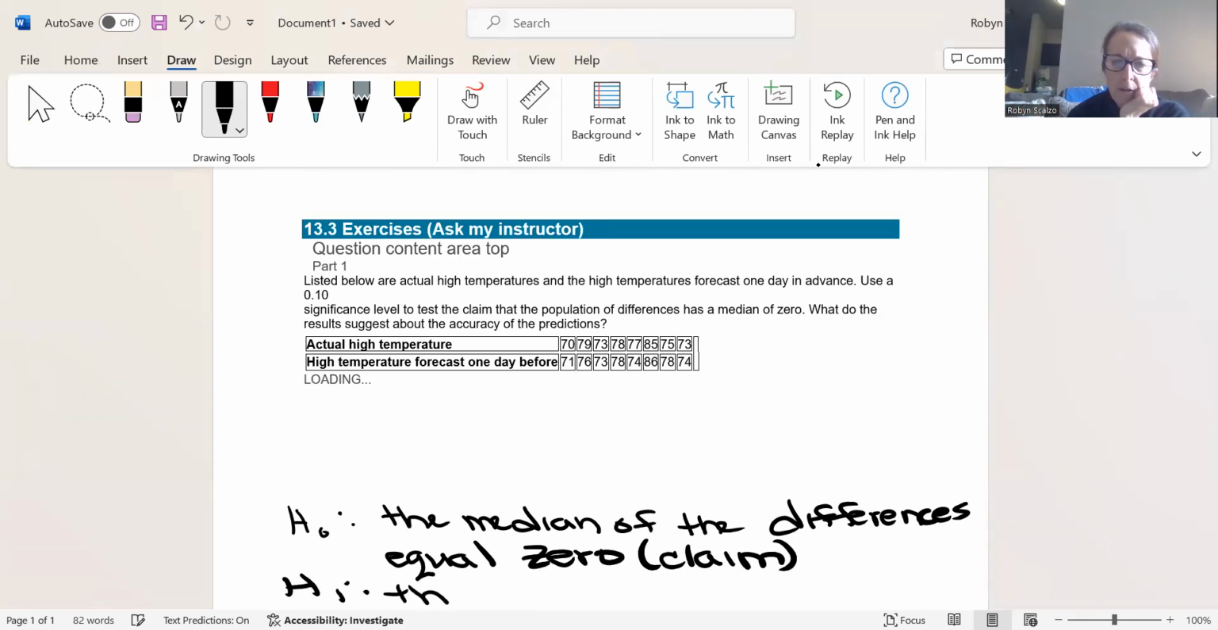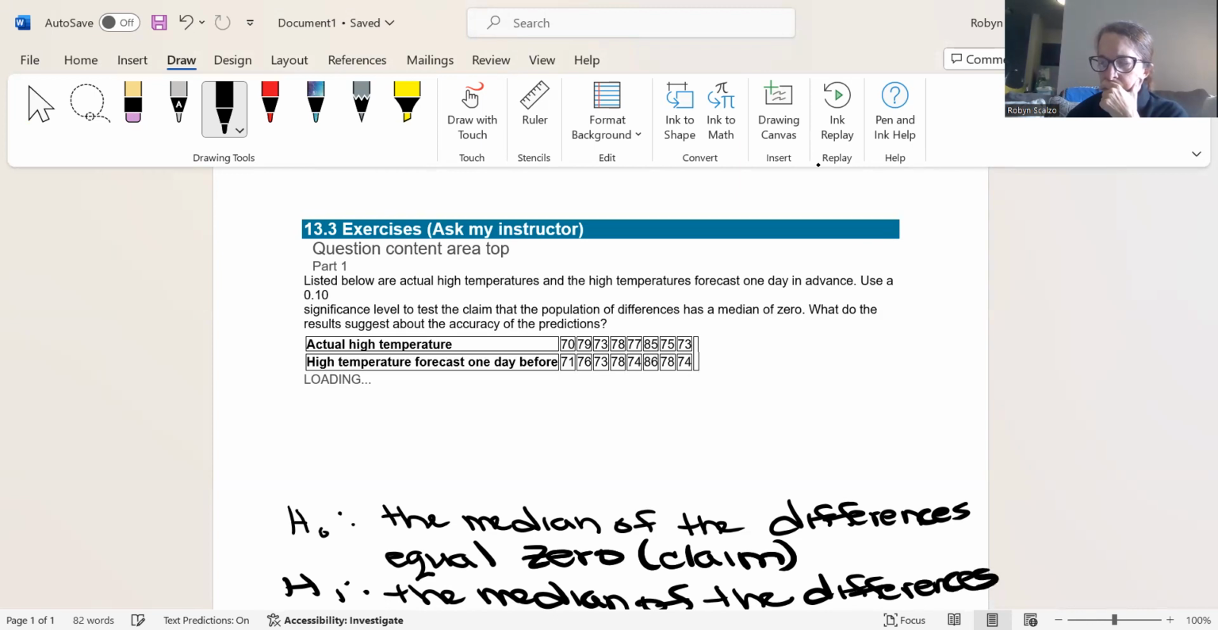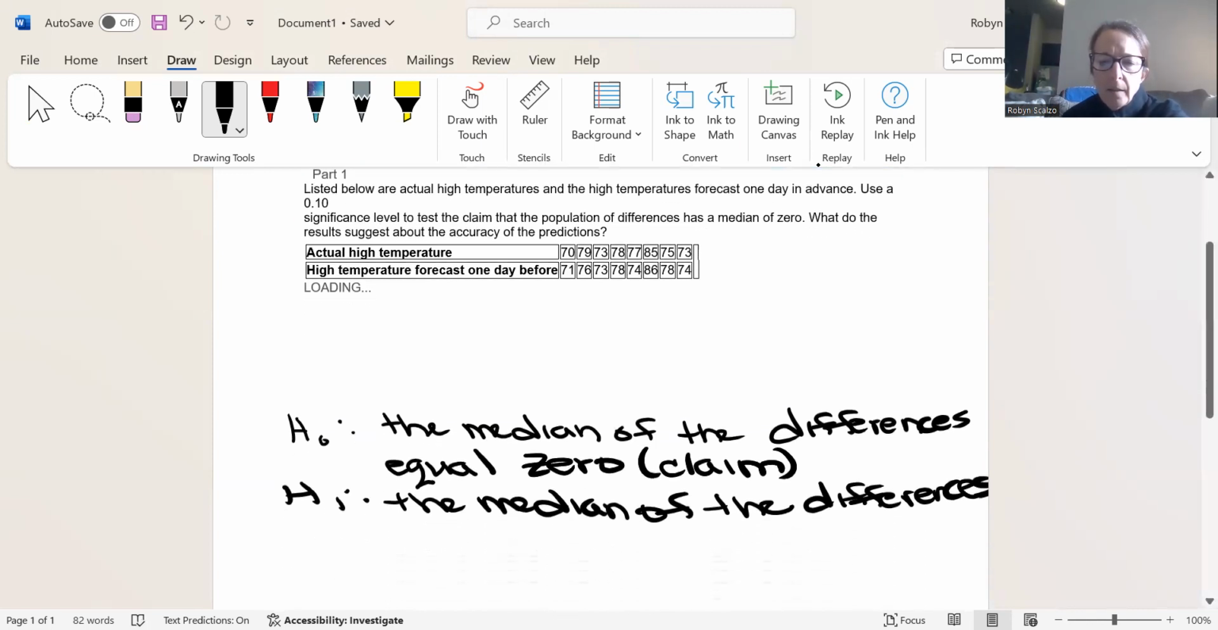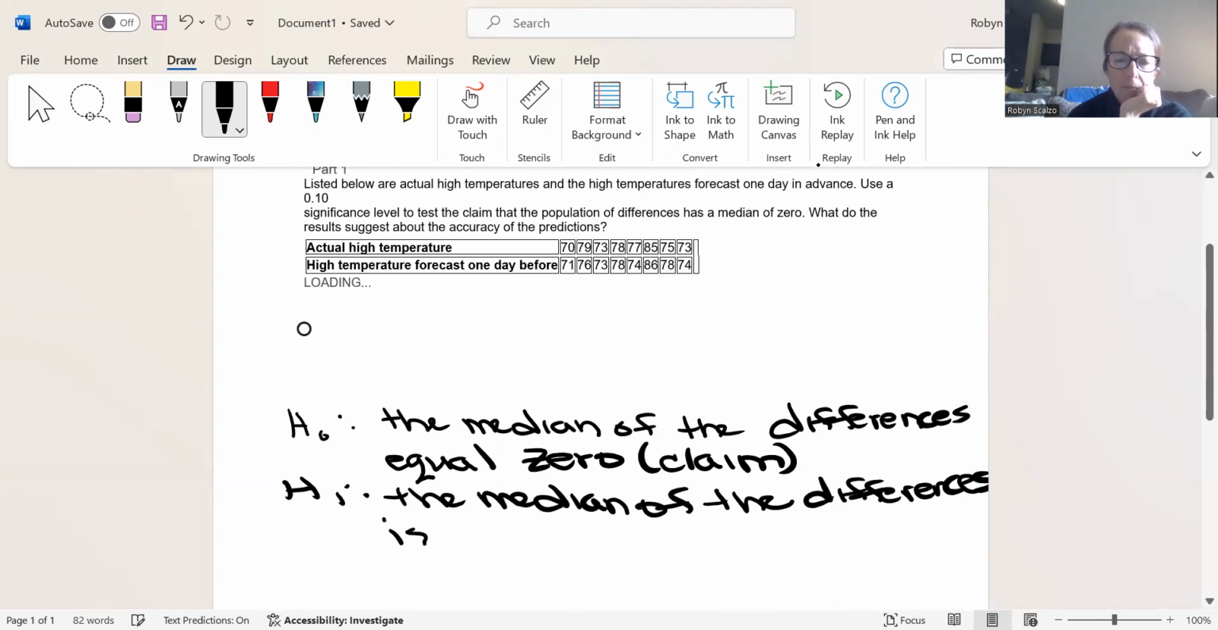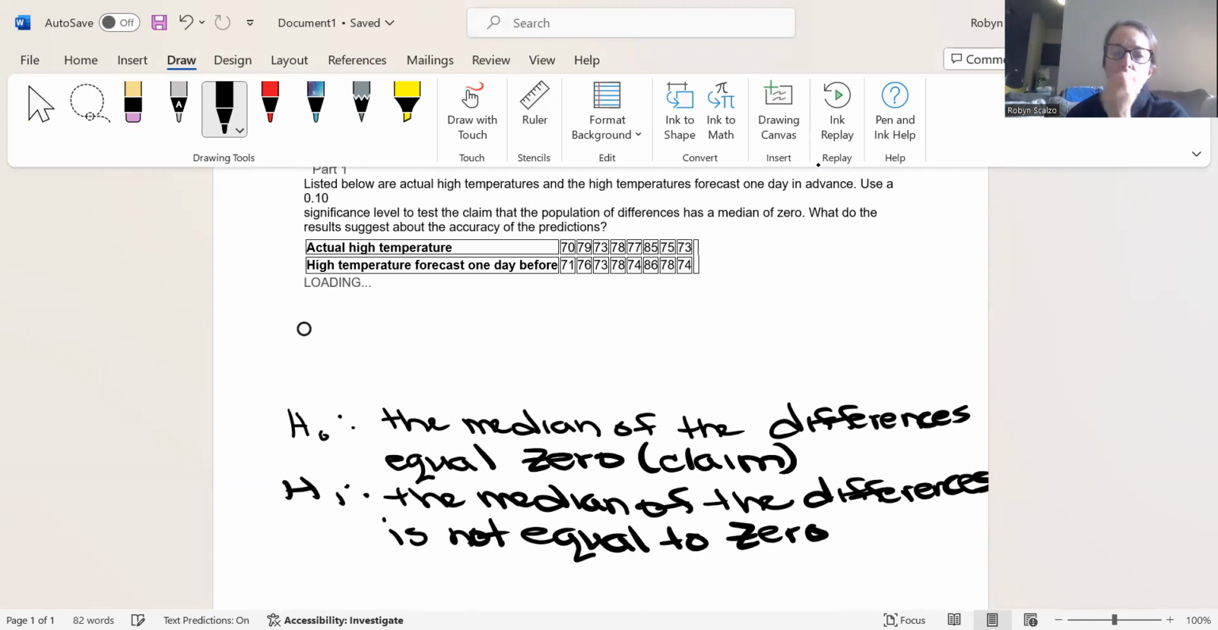And so the alternate is the median of the differences is not equal to 0. And it should be no surprise that the equal is in the null and the not equal is in the alternate. So what we have to do when we have a Wilcoxon signed rank test is first find the differences.